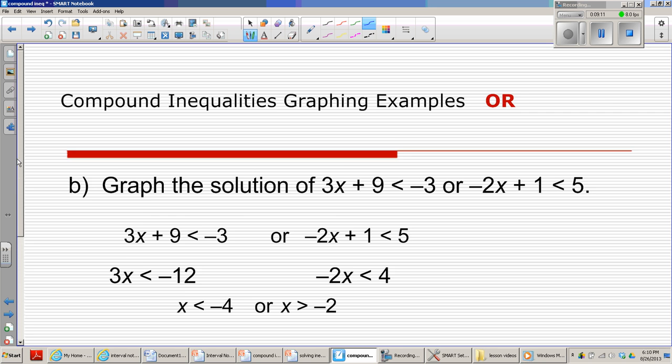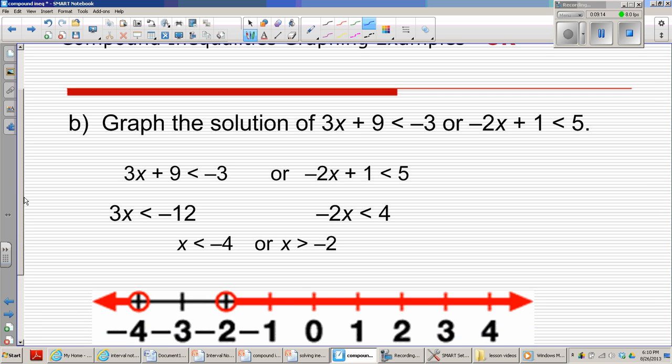Let's look at an OR. 3x plus 9 is less than negative 3, or negative 2x plus 1 is less than 5. We need to solve for x here. Subtract 9, divide by 3, we get x is less than negative 4. Solve the second one. Negative 2x plus 1 is less than 5. Subtract 1, divide by negative 2. Notice the inequality here is less than, but it's greater than here.